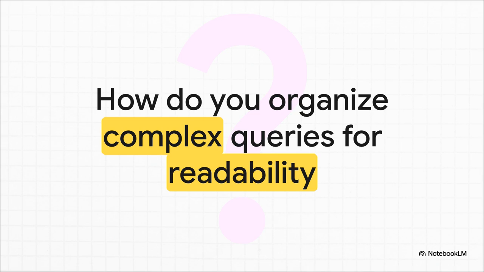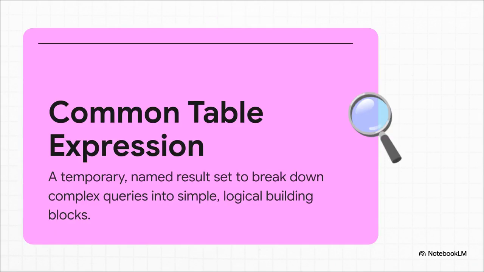Okay, one last common challenge, and this one is all about being a good teammate. As your logic gets more complex, your queries can turn into this horrible, nested mess of subqueries, right? So how do you write clean, readable code that someone else on your team, or even you, 6 months from now, can actually understand? The pro's answer? It's the common table expression, or CTE. You'll spot them because they start with the keyword with.